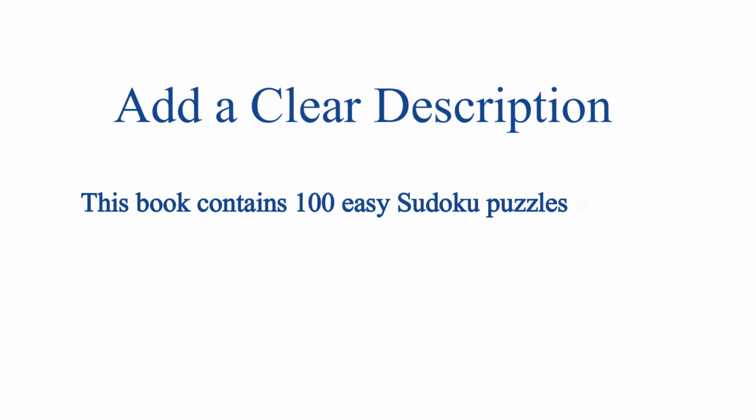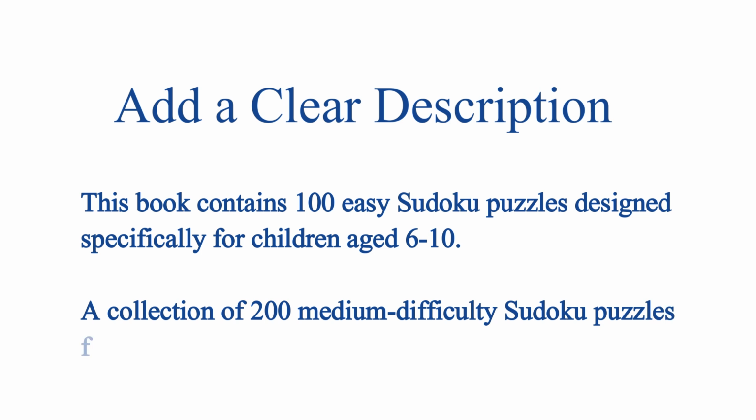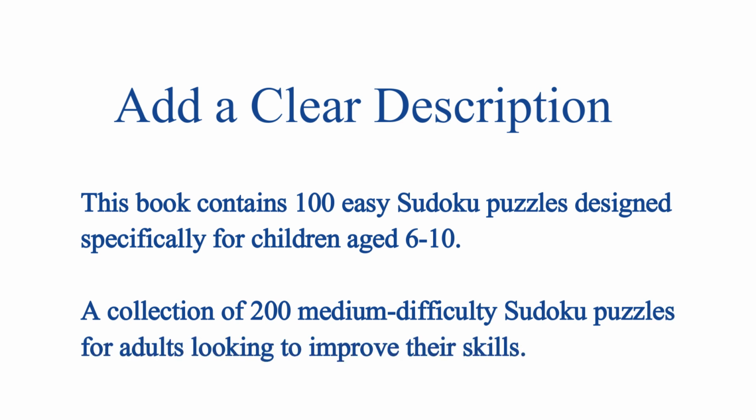And also add a clear description. In your book description, be upfront about the difficulty level. Clearly state who the book is for and what they can expect in terms of challenge. For example, this book contains 100 easy Sudoku puzzles designed specifically for children aged 6 to 10. Or you could say a collection of 200 medium difficulty Sudoku puzzles for adults looking to improve their skills.